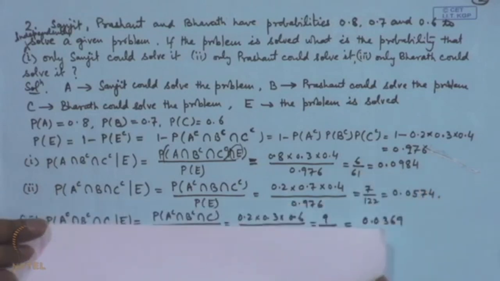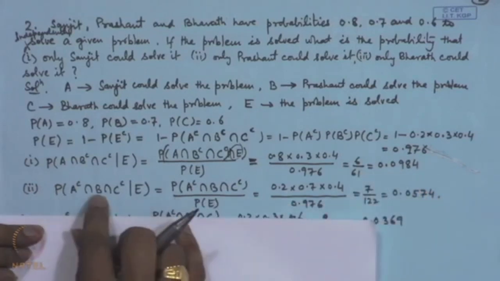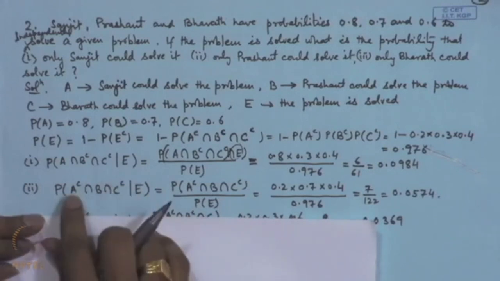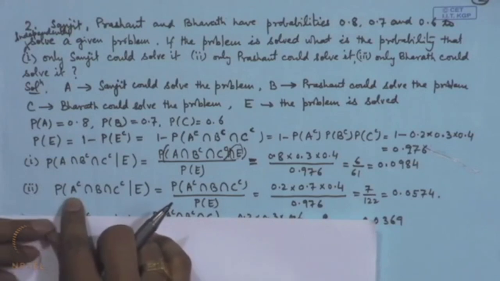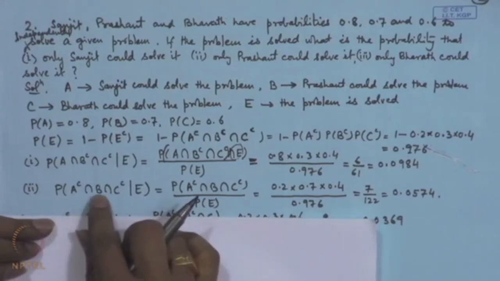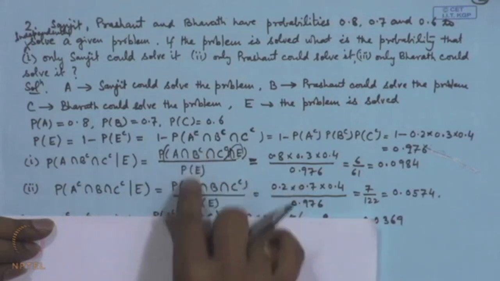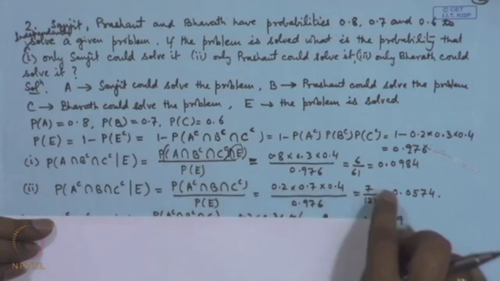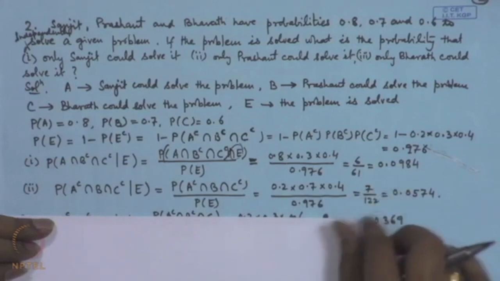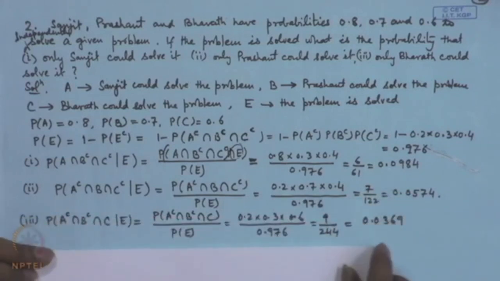Now, in a very similar manner we can calculate the probability that Prashant could solve it given that the problem is solved. So, this will be represented by probability of A complement intersection B intersection C complement given E, and once again we apply the same type of argument. The value turns out to be 7 by 122.